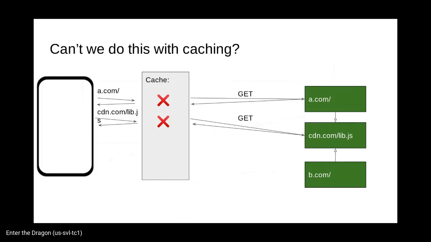And without double-keyed caching, we can in a way. So imagine a.com includes a library from some CDN. And so it stores it in the cache. And then you visit b.com, which uses the same library. And it comes from the cache. Everything's happy.